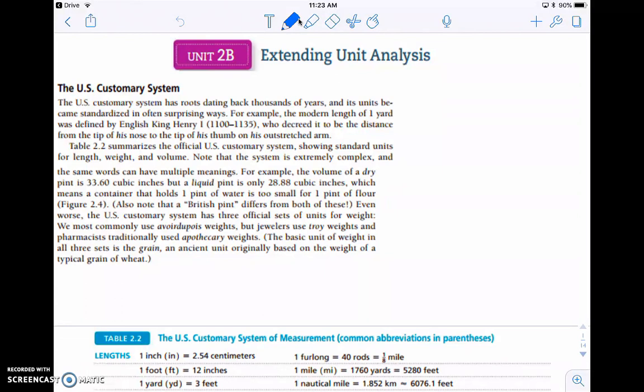Now this first part that I've got here, you can pause the video, you can read through a little bit of the history of where the U.S. customary system comes from, where it dates back to. It is a very complex system, and it's very foreign to other places, but this will give you an idea as to where all of this actually stemmed from.